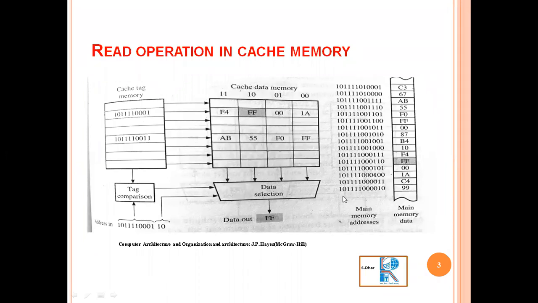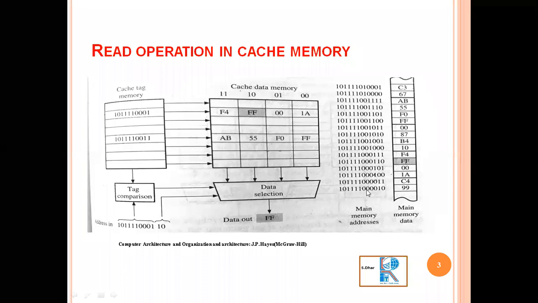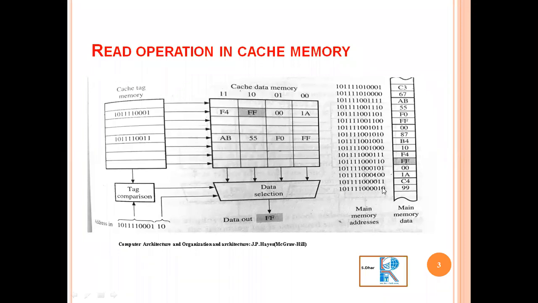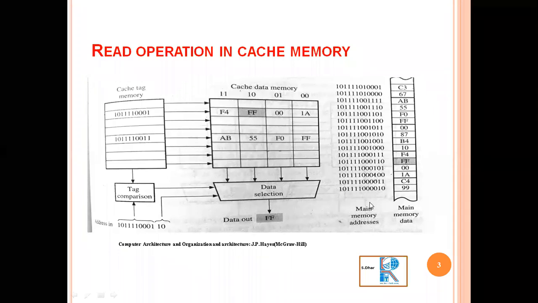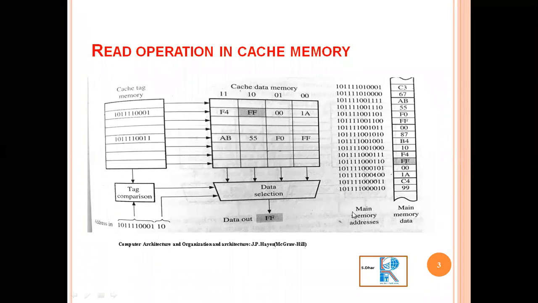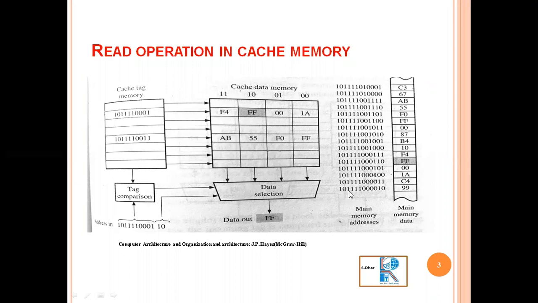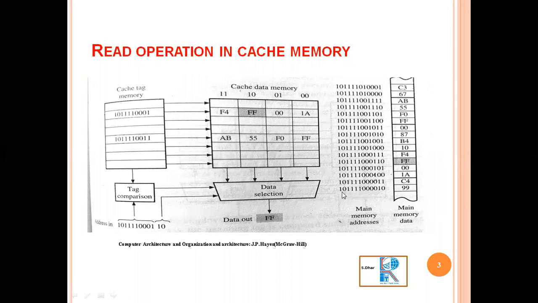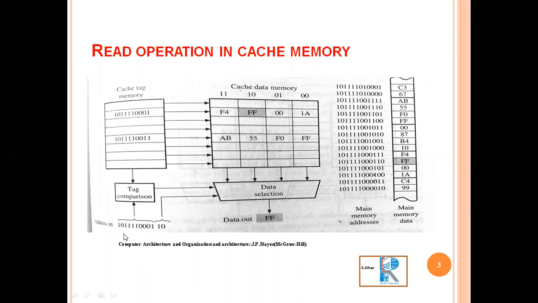Suppose this physical memory address generated is 101111000010. Okay, it will go here. So what is the word address here? 10 is the word address, and on the left hand side it will be the tag field, the 10 bits tag field.